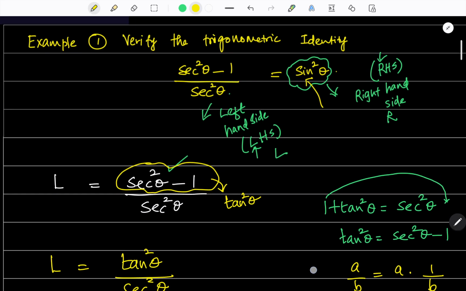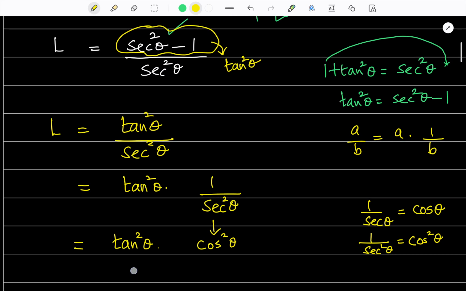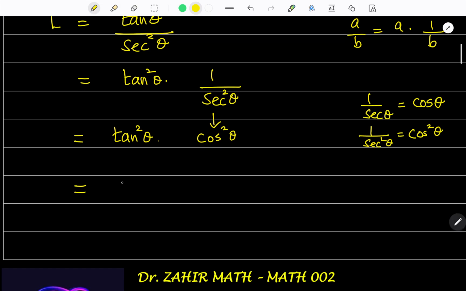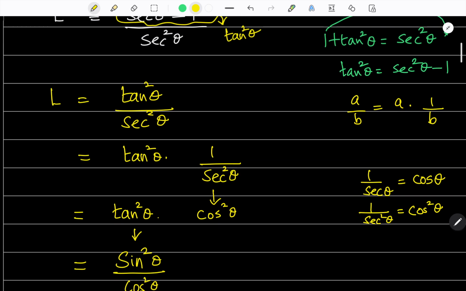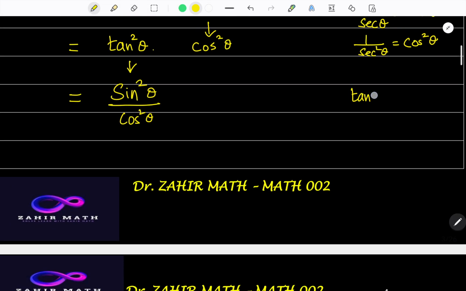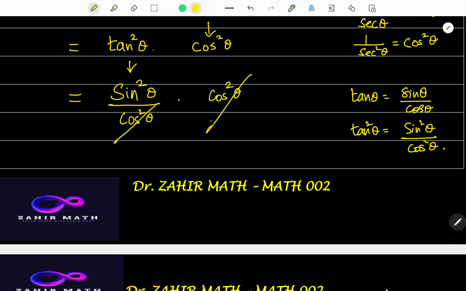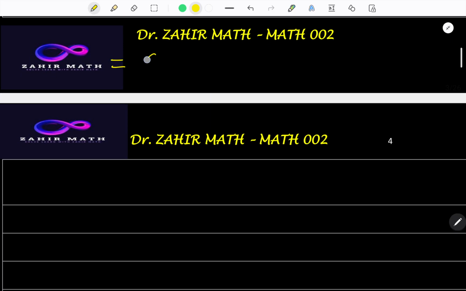Still I am not getting sine square. So this is tan, this is cosine. But inside tan there is sine. So I am going to write this as sine square theta divided by cosine square theta. Why? Because we know the formula: tan theta is equal to what? Sine theta divided by cosine theta. And what is tan square theta? Sine square theta divided by cosine square theta. So times cosine square theta, the cosine square gets cancelled. So this equals what? Sine square theta.